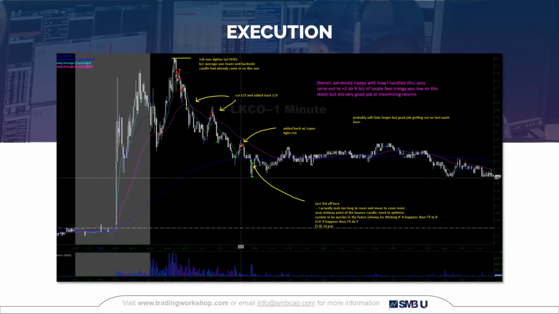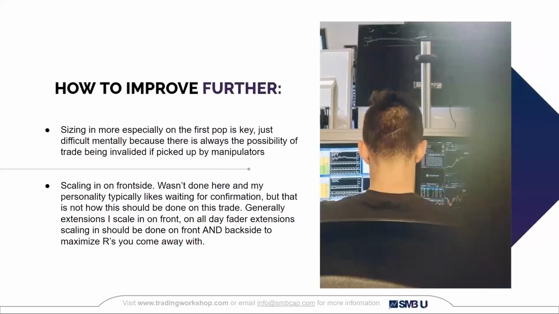And that's just one thing I'd say for myself to work on in the future with regards to execution here. So just to wrap up, how to improve further: I would like to size in more. This is probably like B grade size, but it definitely should have been B plus, a little A minus size. Definitely should have been higher. The first pop is key. That's where I should have maybe increased the size of my position.